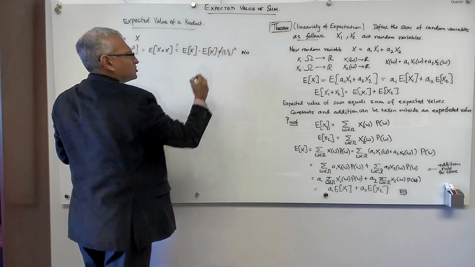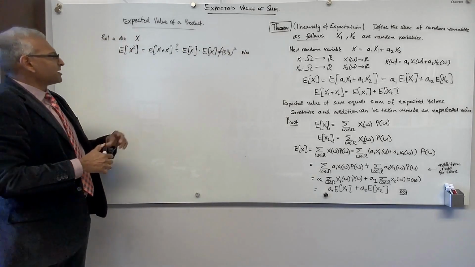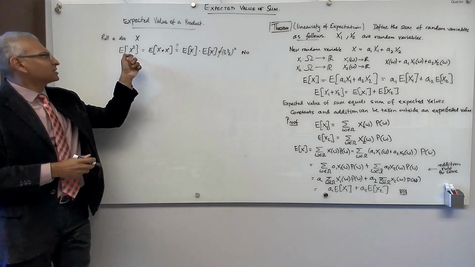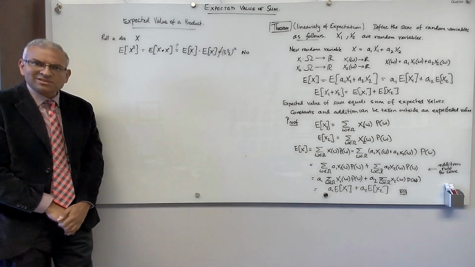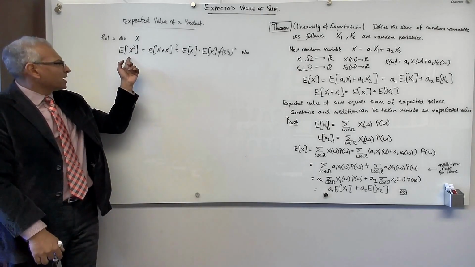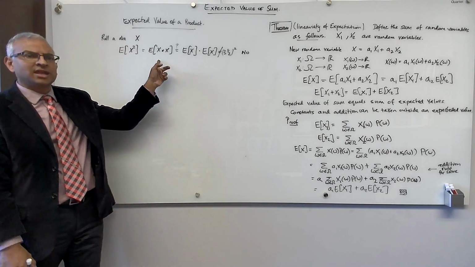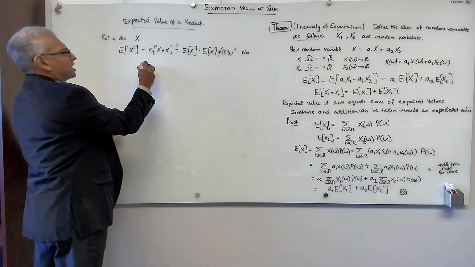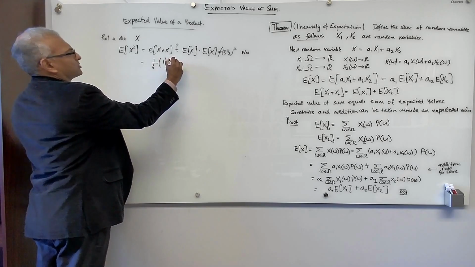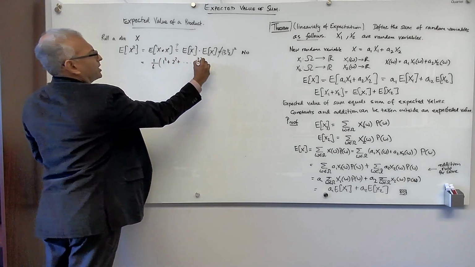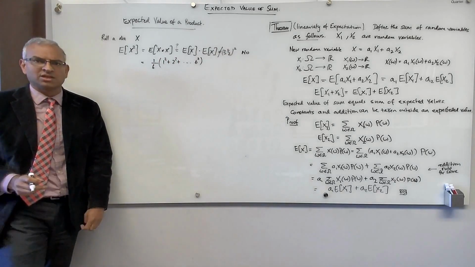So it's not. You can read the text about this, but I encourage you to compute the expected value of x squared, since we know the PDF of x. It's going to be x squared weighted by the probability of that x. So it's equal to 1 over 6 times 1 squared plus 2 squared up to 6 squared. Compute it, and you see it's not equal to 3.5 squared.